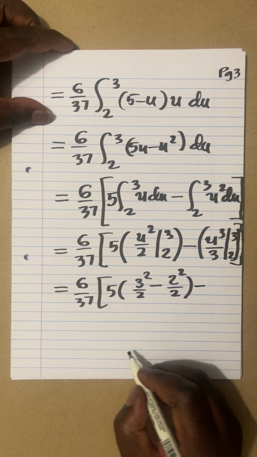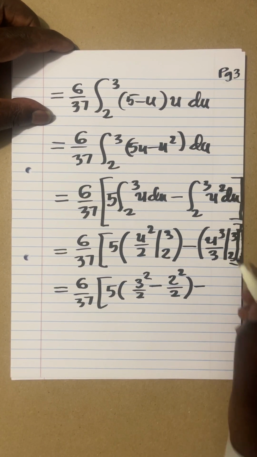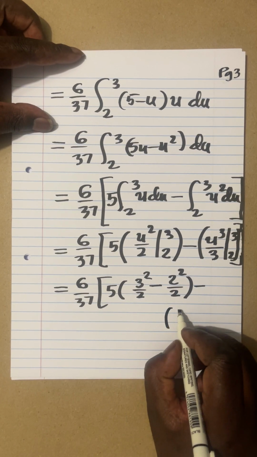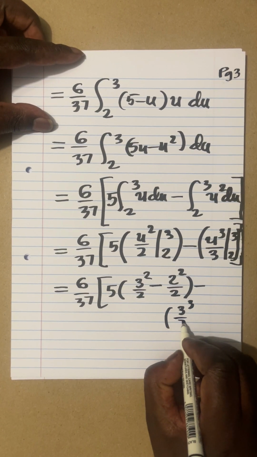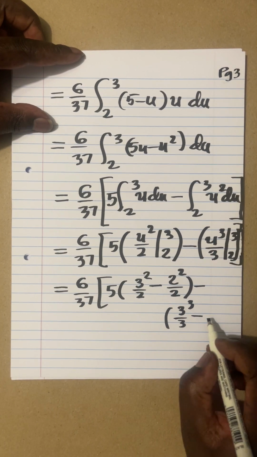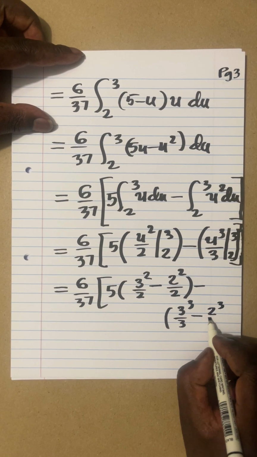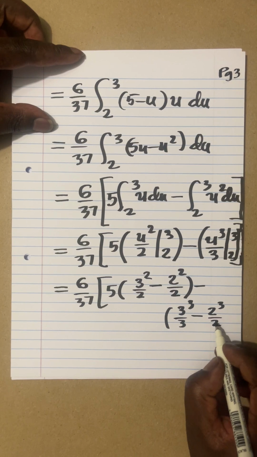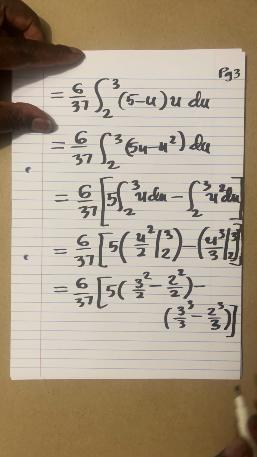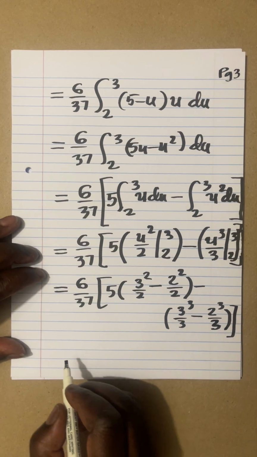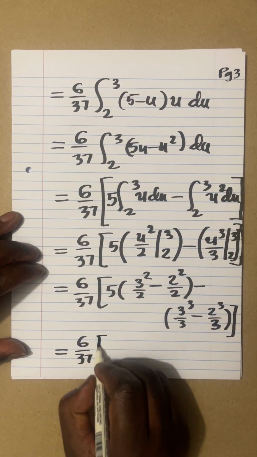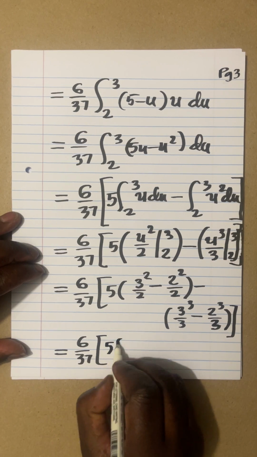Now minus here, we put 3 there. If I may write it here, because of space, it's going to be 3 cubed all over 3 minus, remember, 3 there, and then we take 2 into that place. It will be 2 cubed all over 3. And we're going to close brackets like this, and then we close the square bracket. Now we're almost there. So this is 6 over 37, and we still have a 5 outside, open brackets.